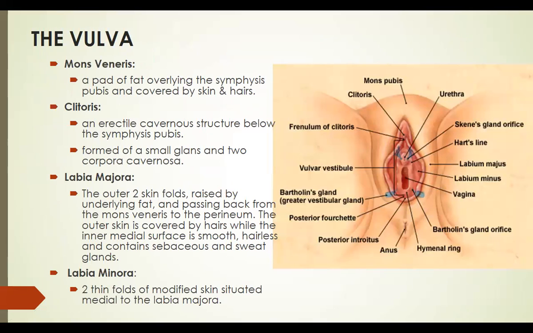Now coming to the vulva, that is the external genitalia. Okay, so what are the important structures which you find here? One is called the mons veneris, a pad of fat covering the symphysis pubis, and covered by the skin and the hair. This part is called the mons pubis, or also called the mons veneris. This part is filled with fat, and it is covered by skin and hairy skin here.